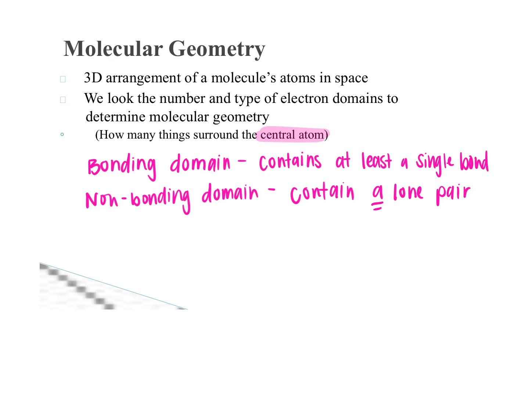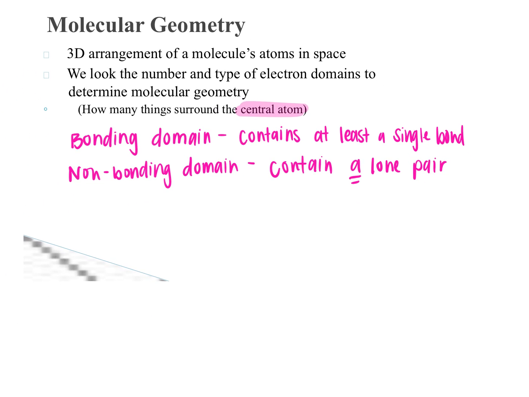Okay, so let me give you an example of a molecule. Let's say that I have COH, and I have a molecule that looks like this. I want to determine the molecular geometry of this molecule. The first thing I have to do is find out how many total domains this molecule has. What do you think? 6. Okay, what makes you think 6? There's 4 bonds and 2 lone pairs.